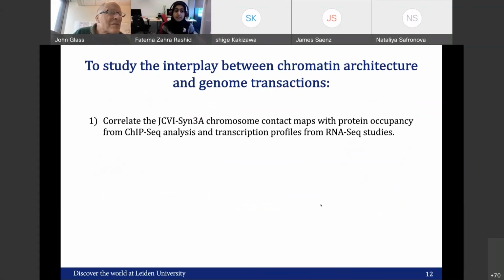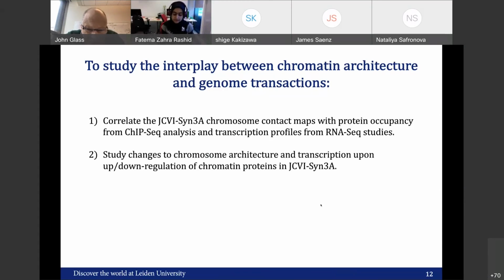So the first thing we would like to do is correlate these chromosome contact maps with protein occupancy studies, for example, from ChIP-seq analysis, to identify what proteins contribute to the structure of the chromosome, if they contribute to the structure of the chromosome. We also want to correlate this to the transcriptional profiles, just to observe how the organization of the chromatin relates to the RNA, to the expression levels.